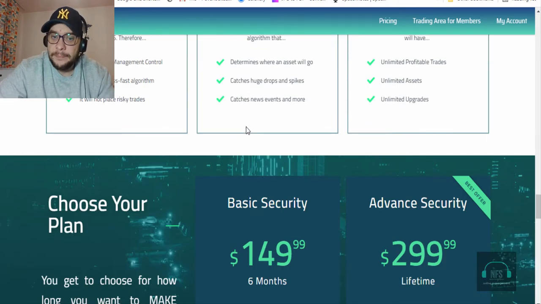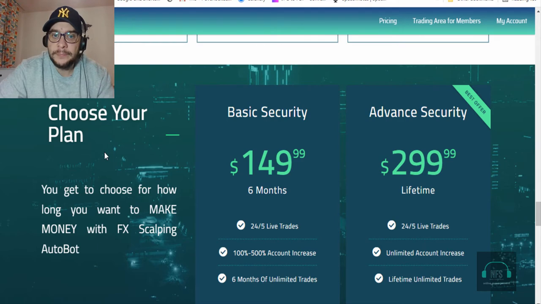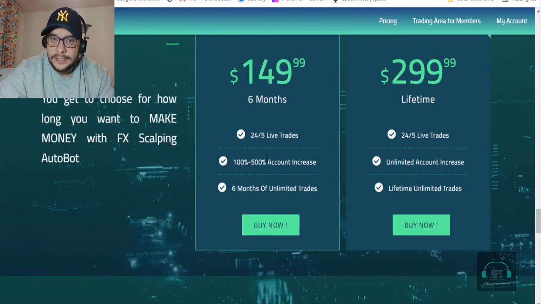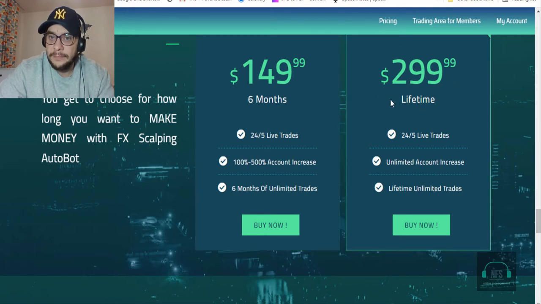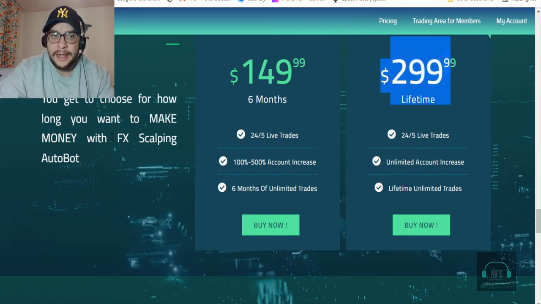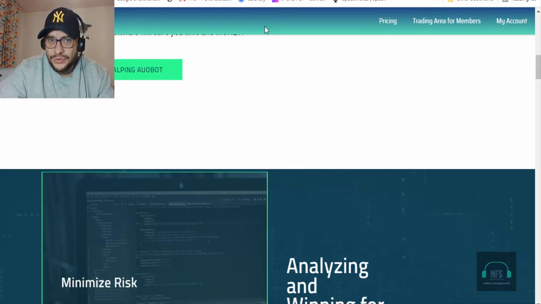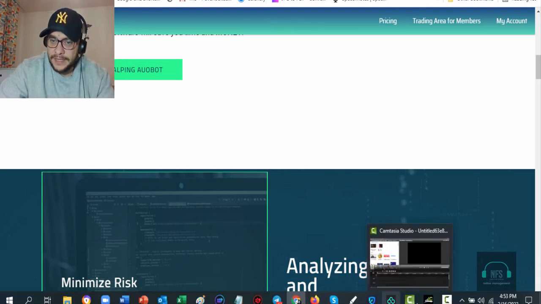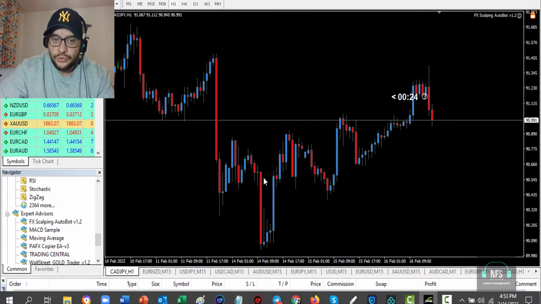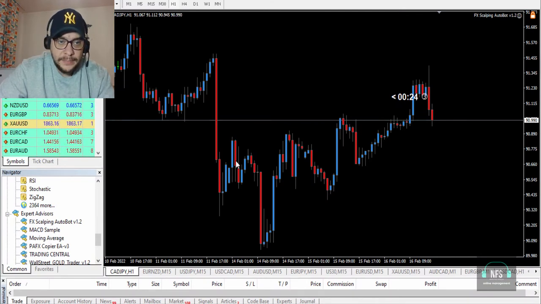And the prices for this expert advisor are basic. As you can see, 6 months is $150, and a lifetime plan is $300. So I think it's worth it, if you want to take it, to take this plan. But let's see if it's worth using this expert advisor. So let me go ahead to my MT4 platform.